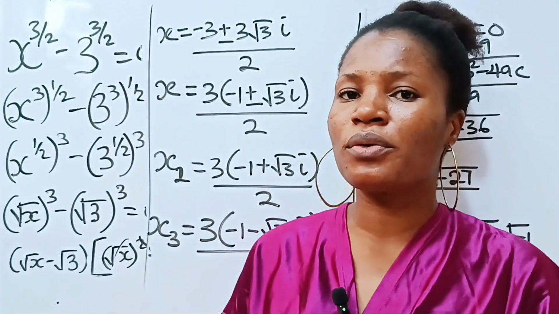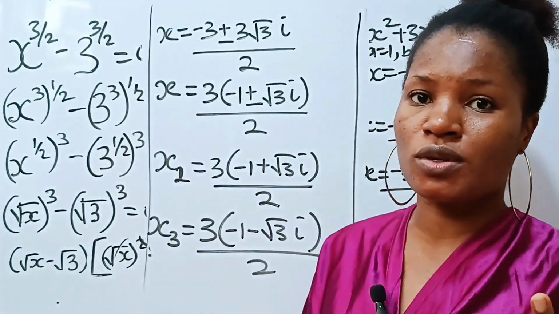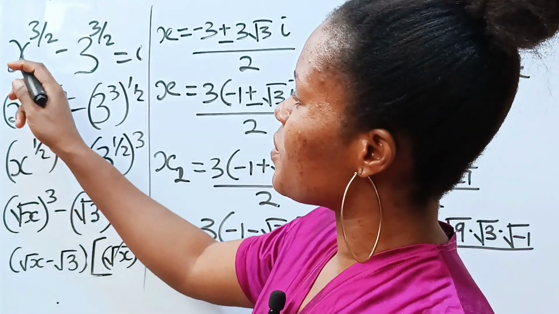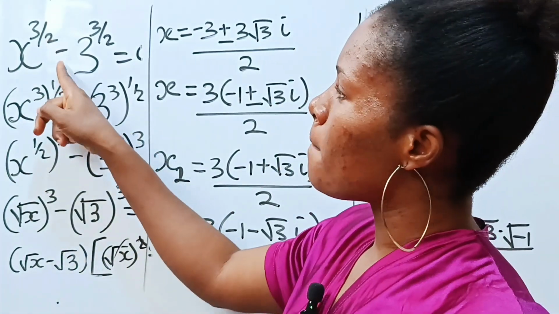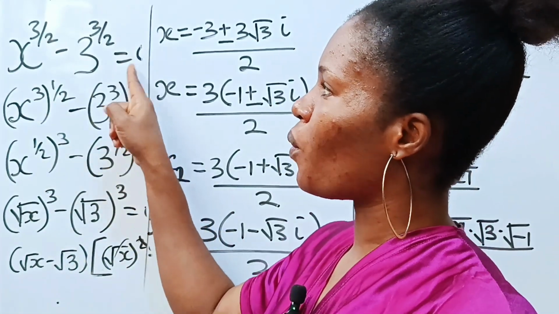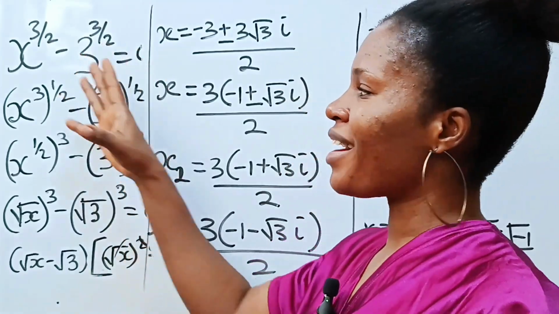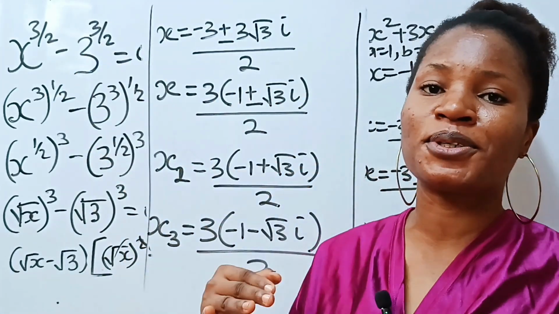The only real value that we got is that x is equal to 3. So when we replace this place with 3, you're going to have 3 to the power of 3 over 2 minus 3 to the power of 3 over 2 is equal to what? 0. And you can see that that is true. That means the solution is right.